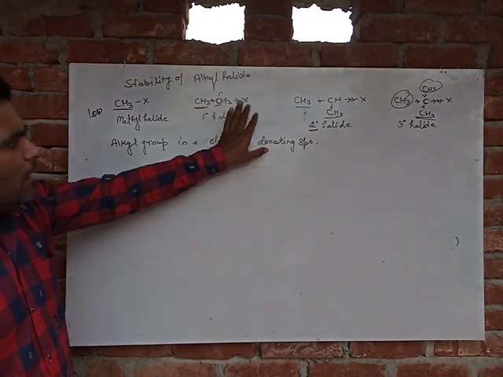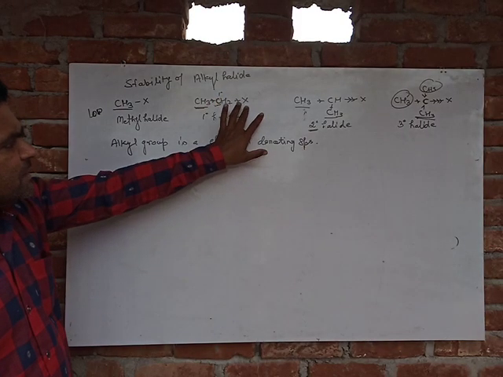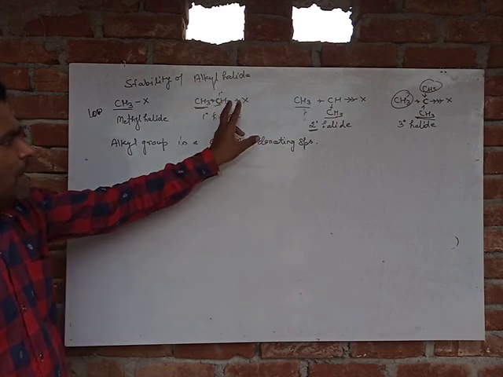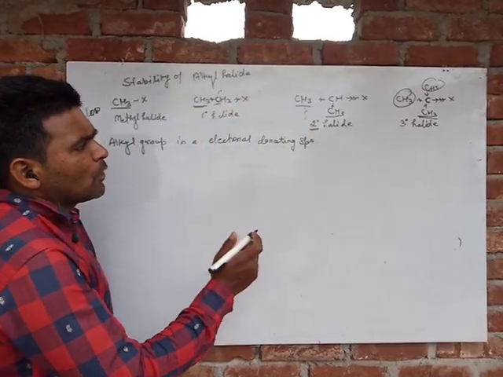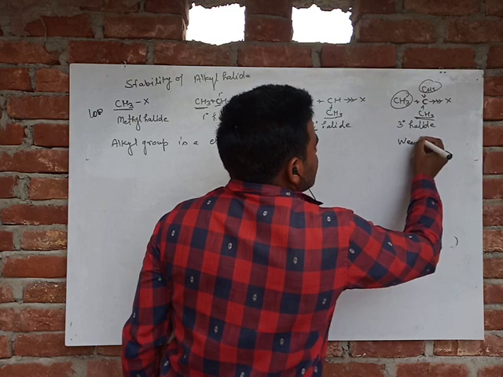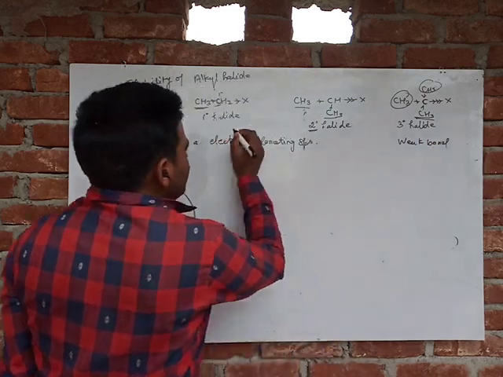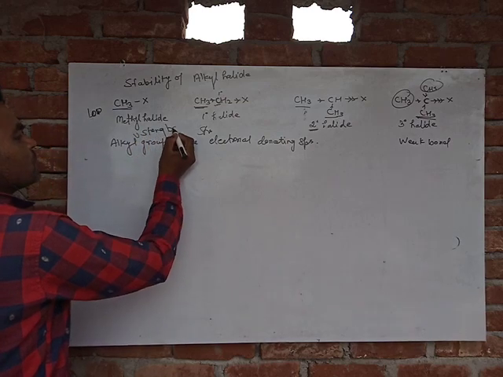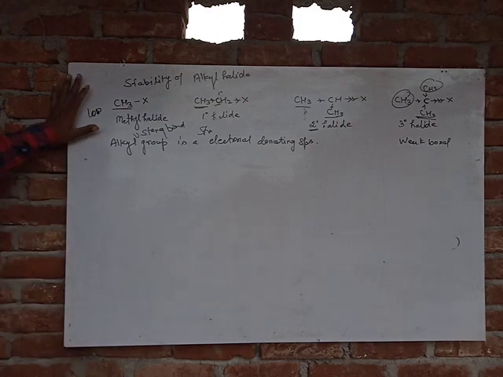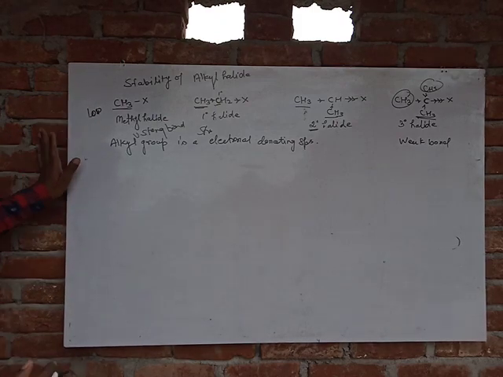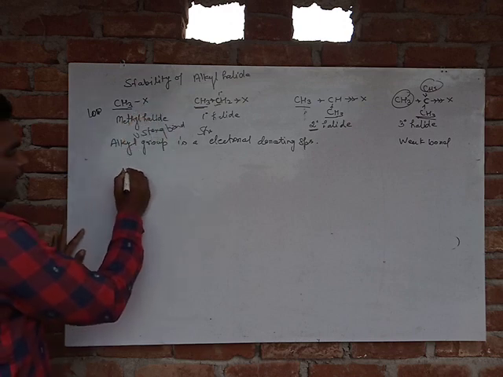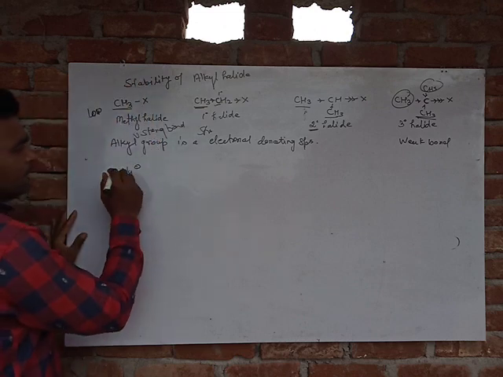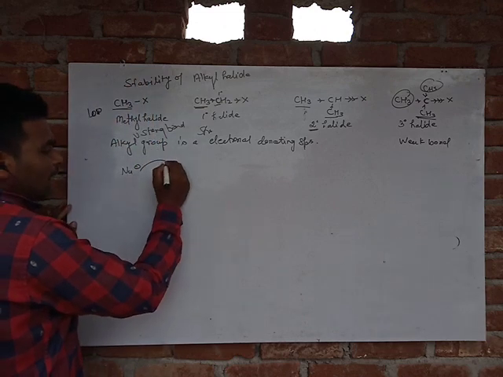Means the more the repulsion between carbon and halogen, the weaker the bond strength. Higher the repulsion between carbon and halogen, weaker the bond. So tertiary halide has the weak bond, and this has a strong bond, and this a very strong bond. The stronger bonds are broken by attack of a nucleophile.